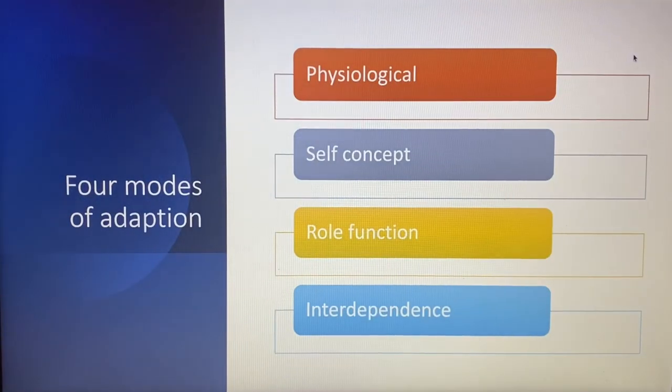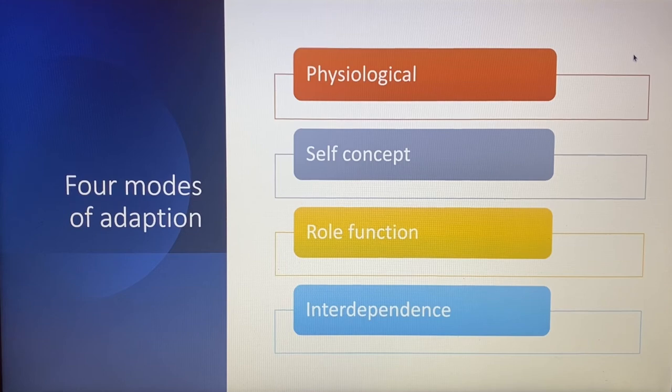With the adaptation model, there are four modes. The first is physiological. The physiological mode deals with your basic human needs: food, air, and water. We have to evaluate if the patient is getting the adequate amount of each of these to be healthy.